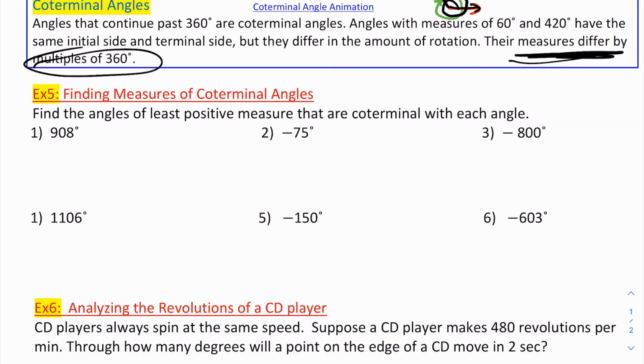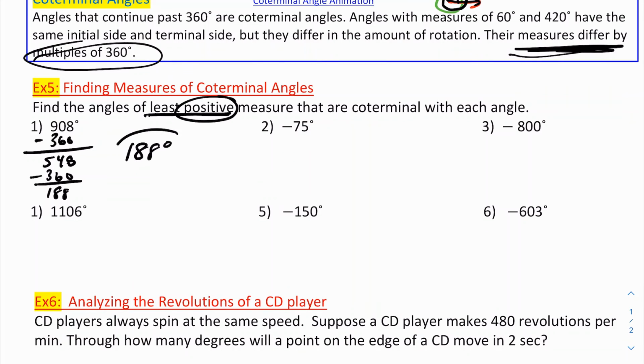So they want an angle of least positive, so the smallest positive. They want one answer. So basically you will subtract 360 from this, and you're going to get 548. But then you can subtract 360 again, and that will give you 188. If I subtracted 360 again, I would be negative, and they want us to be positive. So 188 is coterminal with 908, and actually so are all three of these, but 188 is the smallest positive one.